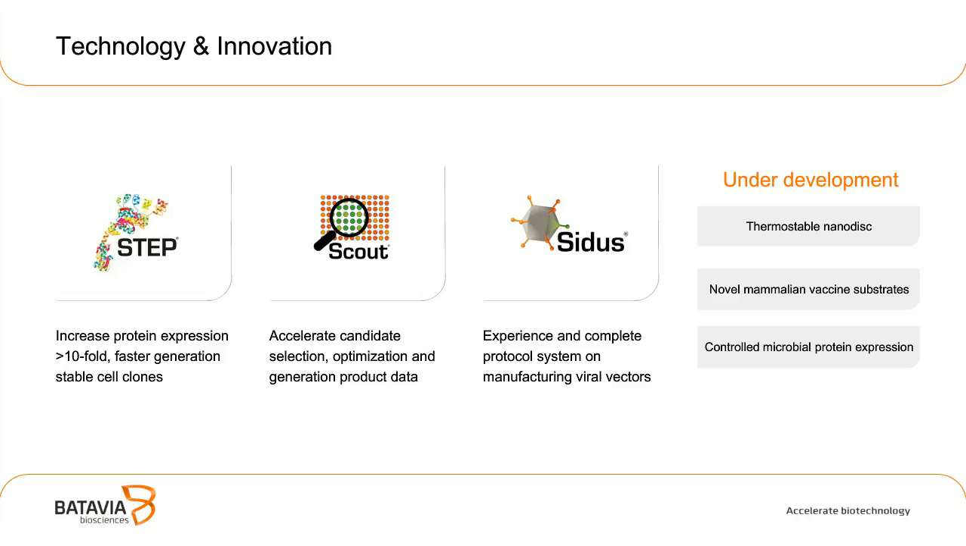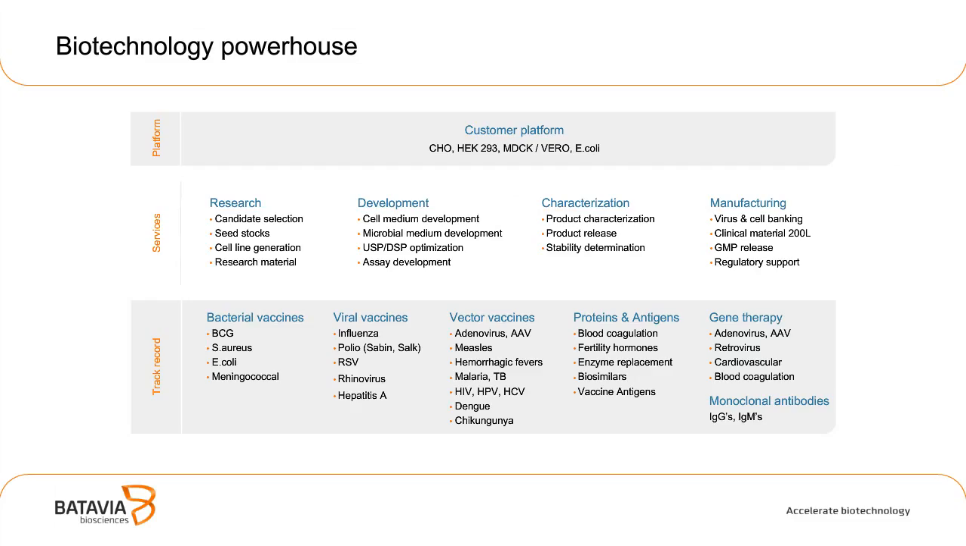Last slide I want to show you on Batavia Biosciences is actually showing all the services we provide in research and development, serum tracing and manufacturing, but also our track record on bacterial and viral vaccines and on proteins and antibodies. And as you can see, we have quite an extensive track record already.